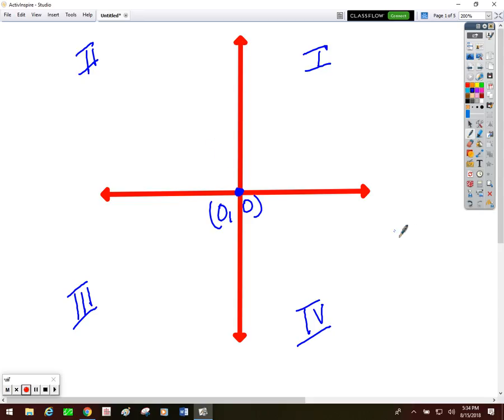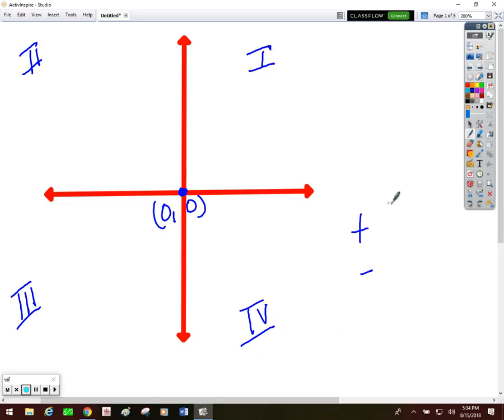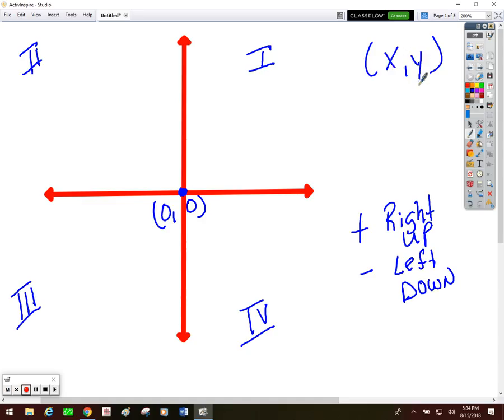Direction is going to become very important, and we're going to use two signs to tell us direction: the positive sign and the negative sign. Positive tells us we're going to go right or up. The negative sign means we're going to go left or down. We can use any combination of these to tell us the signs for each of the quadrants. Remember, each coordinate pair is made up of an x coordinate and a y coordinate.